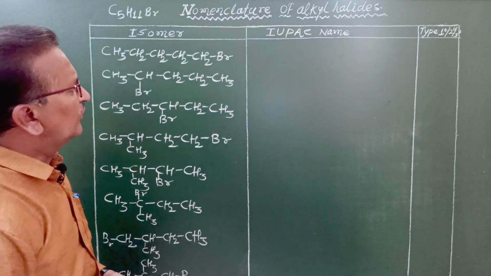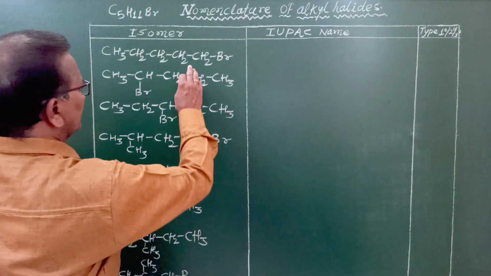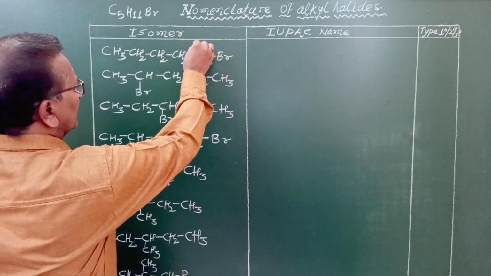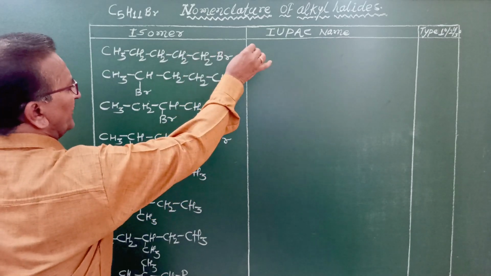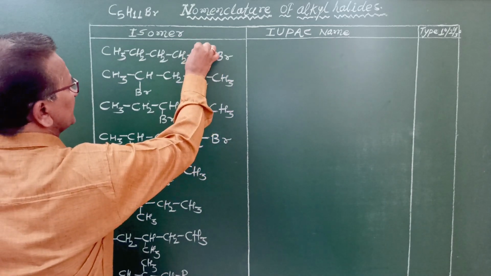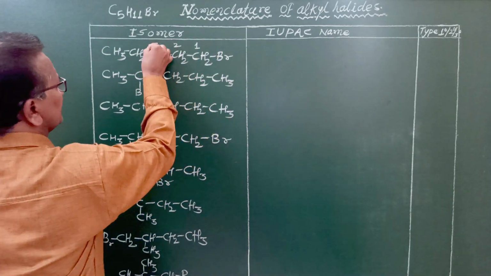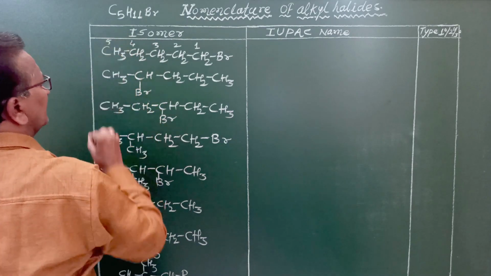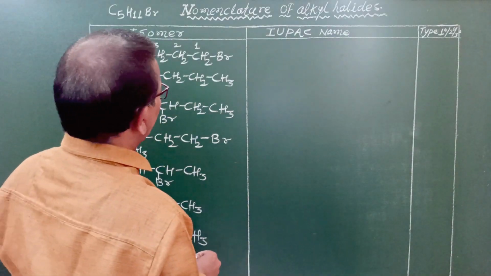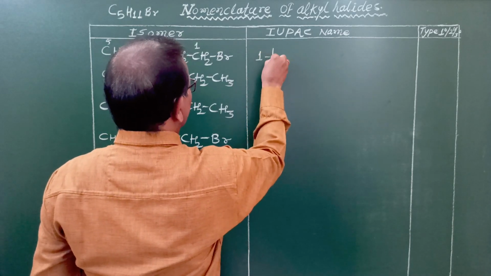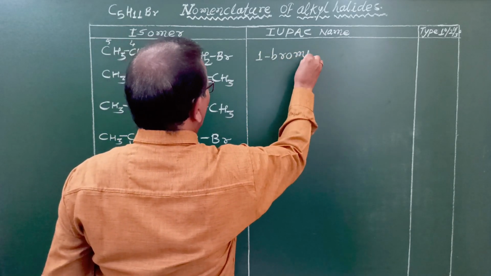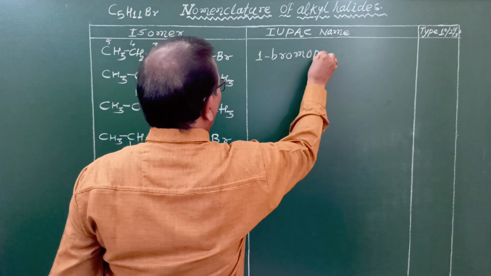Now let us see how to write their IUPAC names. Yesterday we went through the rules of the IUPAC naming system. This carbon atom is numbered 1, this is second, this is third, this is fourth, this is fifth. Since there are 5 carbon atoms in the chain and the bromine atom is bonded to carbon number 1, the name of this compound is 1-bromopentane.